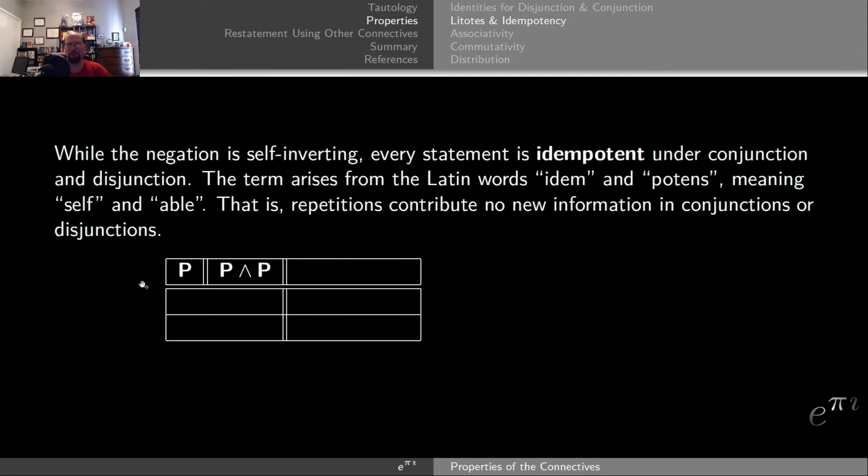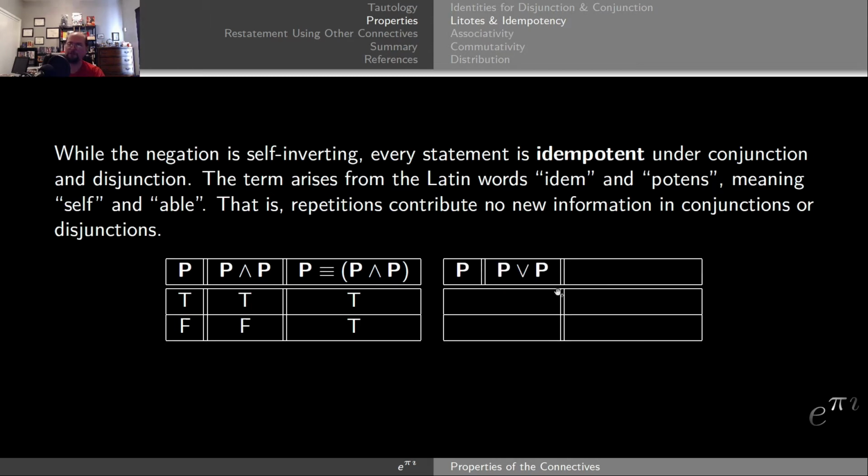Say I give you a proposition P, and I look at P conjunction with itself. Well, if P is true, true conjunction with true is true. False conjunction with false is also false. Notice that these columns are the same. So if you look at the equivalence, true equivalent to true is true, and false equivalent to false is also true, giving me a tautology.